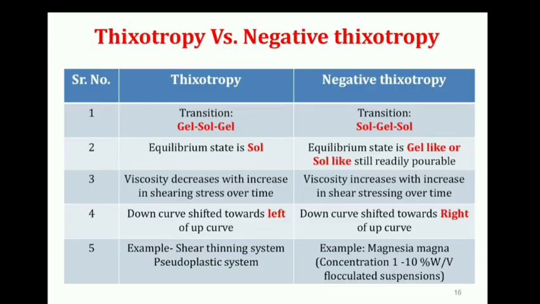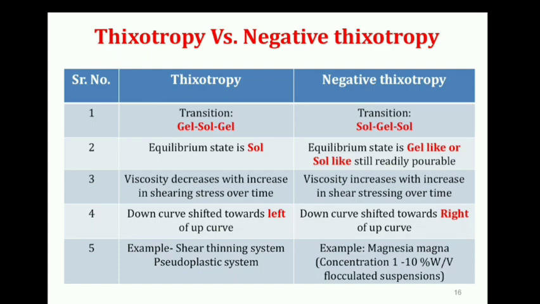Comparison between these two. So first, regarding the transition: remember, in case of thixotropy it is gel, sol, gel, while in case of negative thixotropy, it is sol, gel, sol. Okay, second, regarding the equilibrium. At the equilibrium state in thixotropy, it is a sol, having low consistency. While in case of negative thixotropy, the equilibrium state is gel-like or sol-like, readily pourable. So it has higher consistency, but still it is pourable.